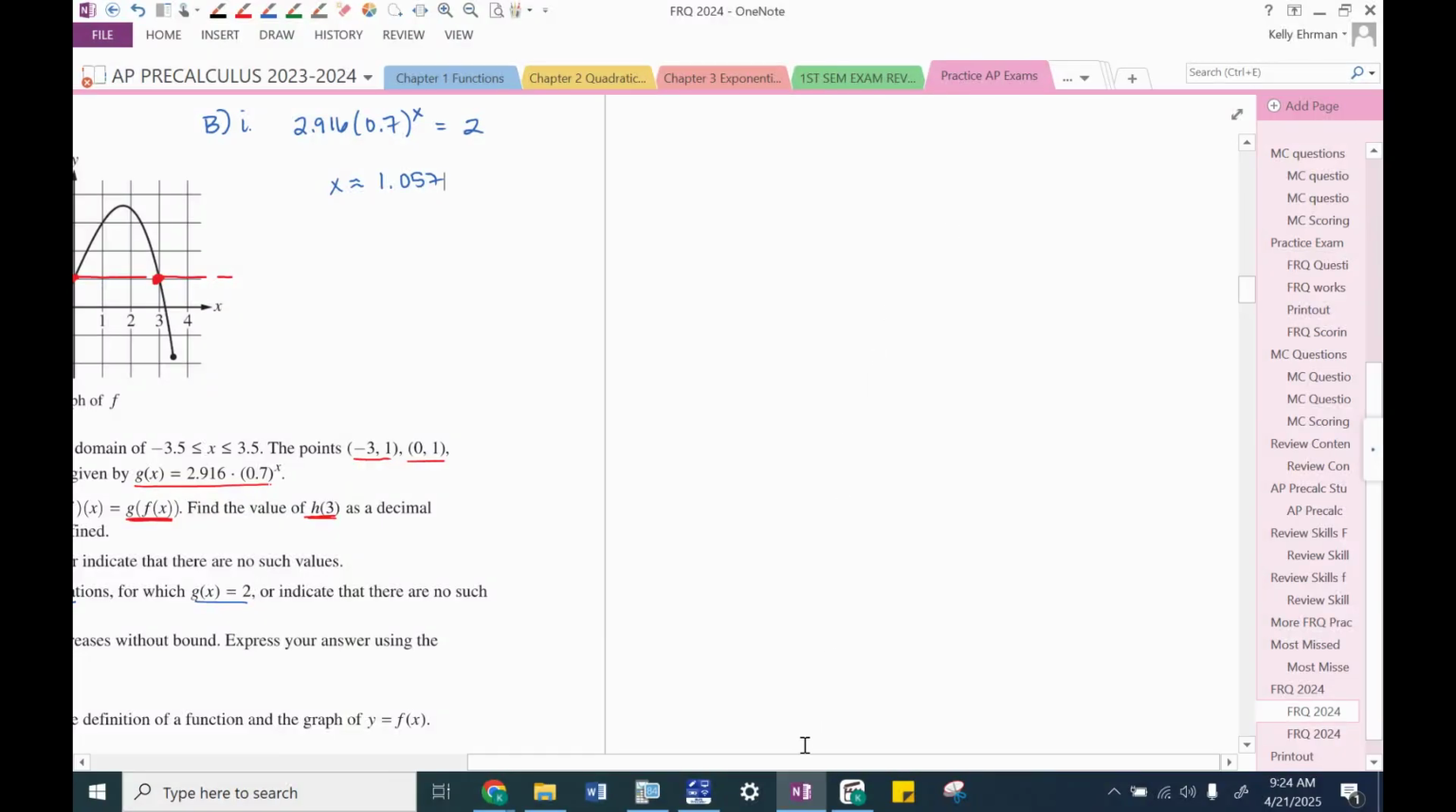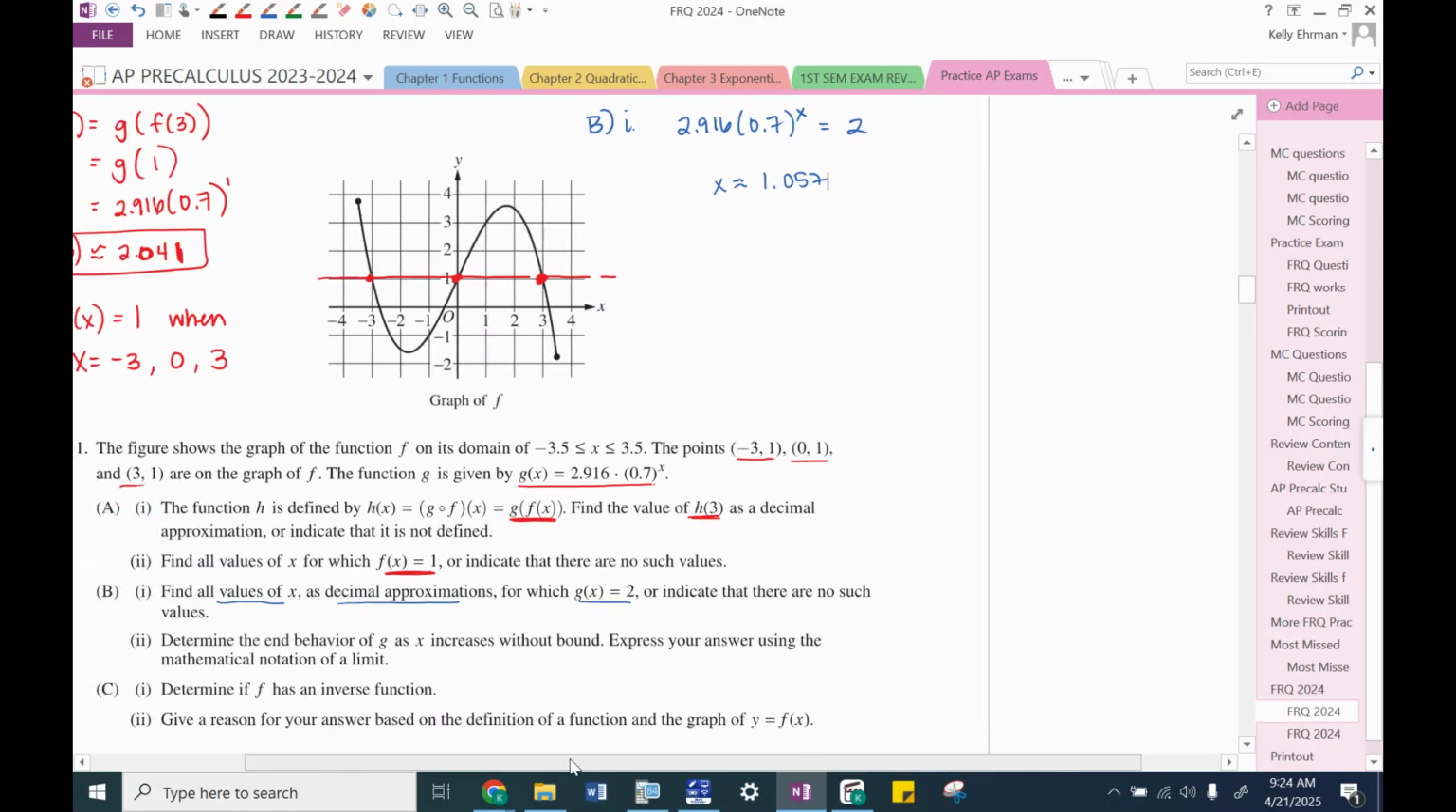For the next part 2. Determine the end behavior of G as x increases without bound. Express your answer using the mathematical notation of a limit. Limit notation has to be correct. For some reason, this notation gives some people trouble, like remembering how it goes. We use limits a lot in calculus next year, too.